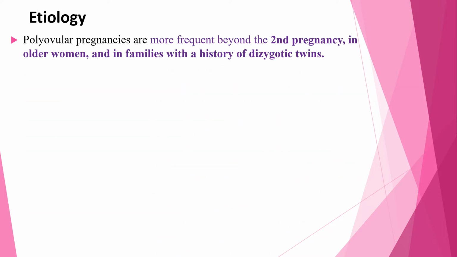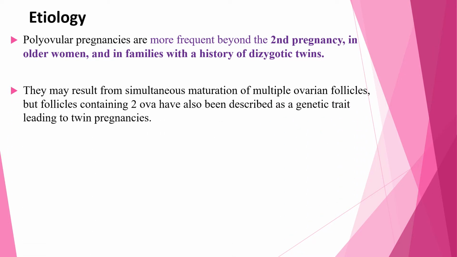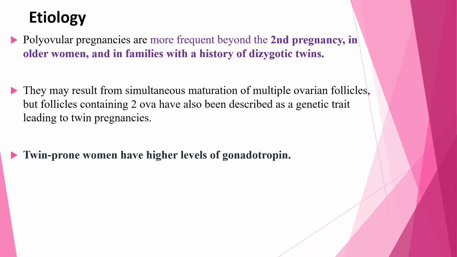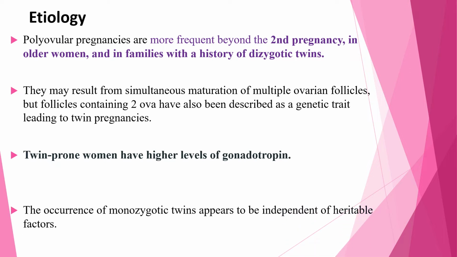When we see the etiology, polyovular pregnancies are more frequent beyond the second pregnancy, in older women, and in families with a history of dizygotic twins. They may result from simultaneous maturation of multiple ovarian follicles, but follicles containing two ova have also been described as a genetic trait leading to twin pregnancies. Twin-prone women have higher levels of gonadotropin compared to non-twin prone women. The occurrence of monozygotic twins appears to be independent of heritable factors.